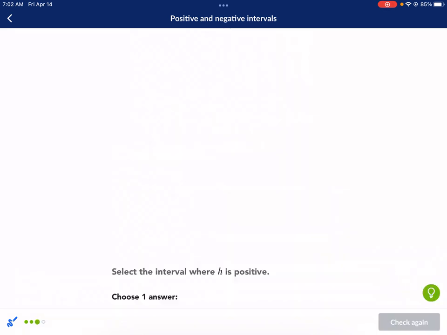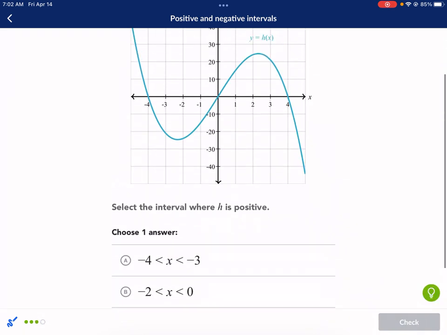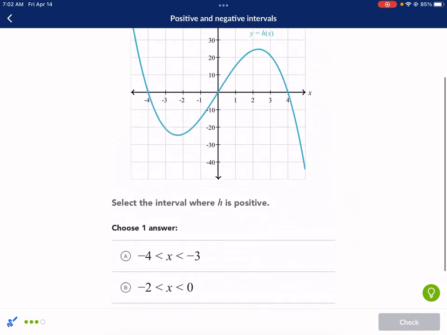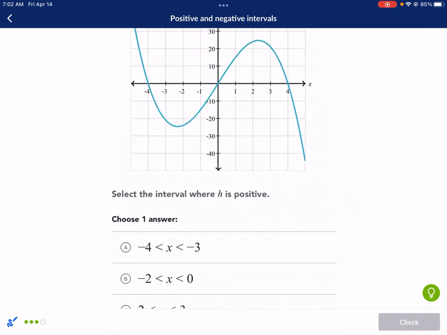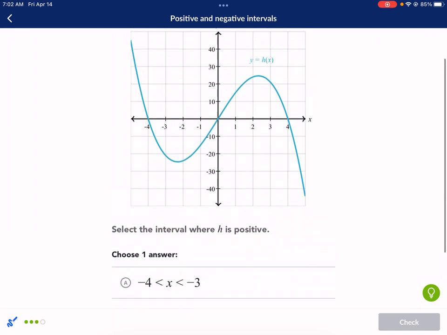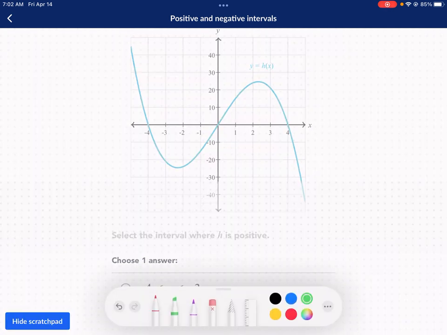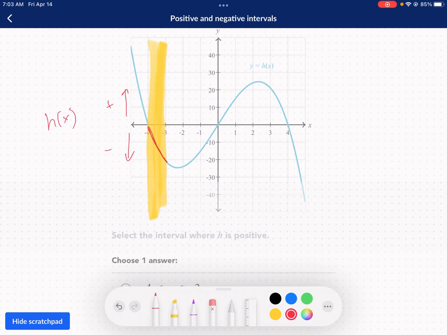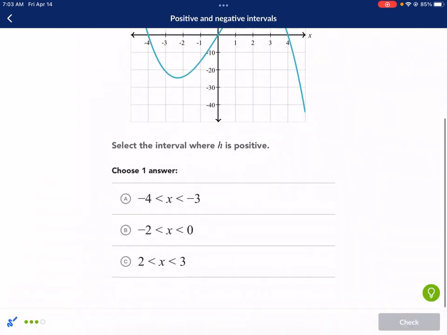Let's move on. We have one more question, where it's positive. So let's take a look at our choices. I'm going to use that same method I did in the previous problem. Hopefully you guys like that. Negative 4 to negative 3. So I'm actually going to go yellow. So here's our interval that we're looking at between negative 4 and negative 3. We see that it is in the negative territory. That's beneath the x-axis, so it's in the negative territory for h of x. So that doesn't work. That first one is a no-go.